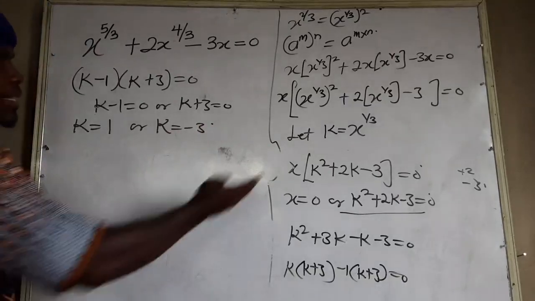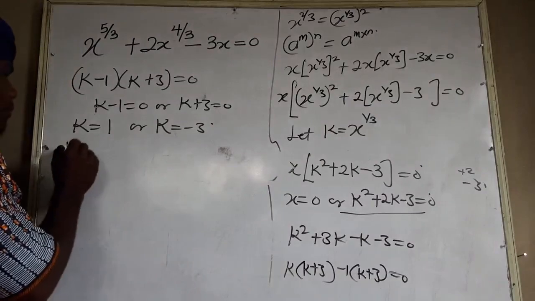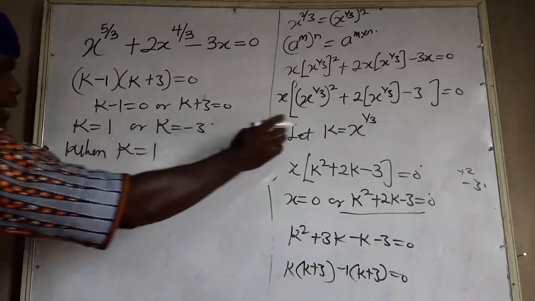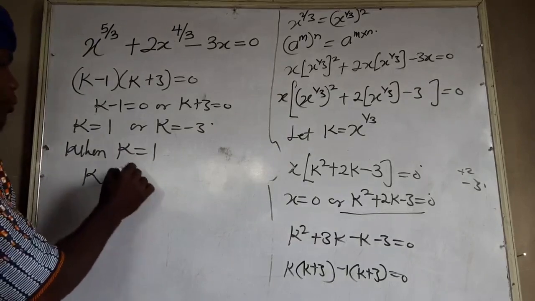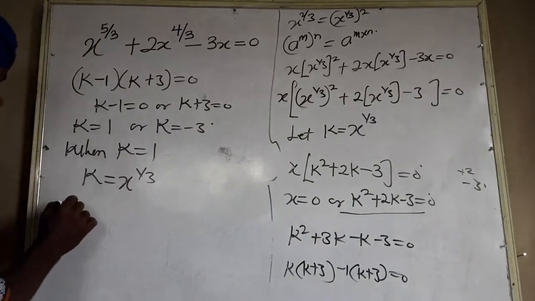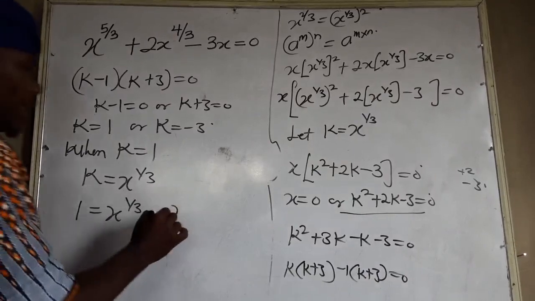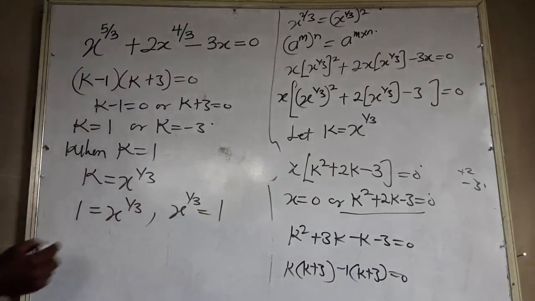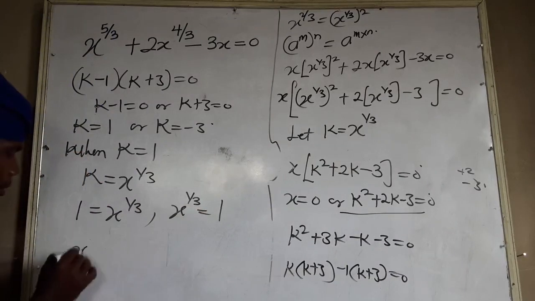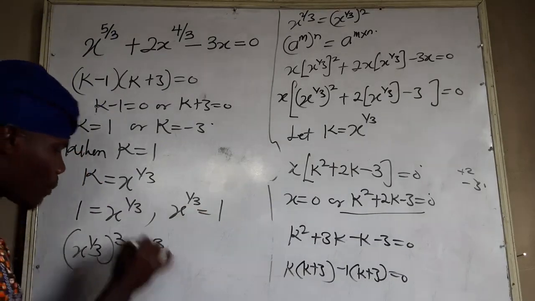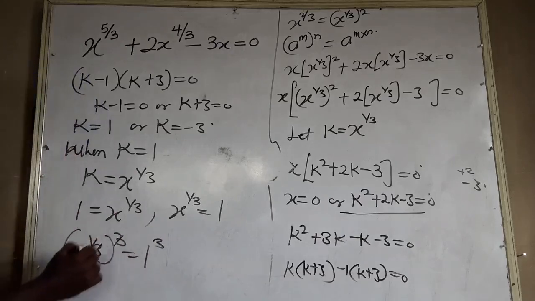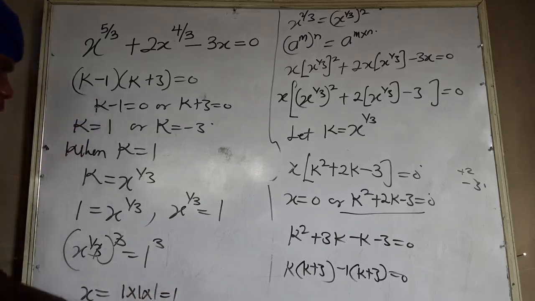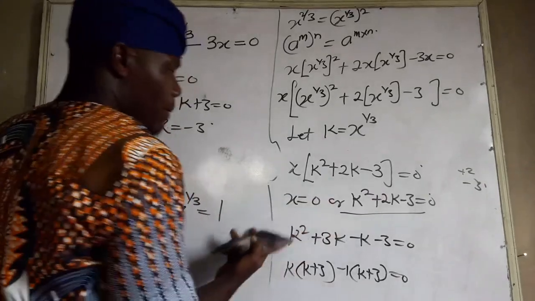But from the beginning, I said that k is equal to s to the power 1 over 3. So when k is equal to 1, we have 1 is equal to s to the power 1 over 3, and s to the power 1 over 3 is equal to 1. So for finding the value of s, let's find the cube of both sides. We have s to the power 1 over 3 all raised to the power 3 equal to 1 raised to the power 3. According to the power rules, this will cancel this. s will be 1 times 1 times 1, which is equal to 1. So that is another value of s. We got the value of s to be 0 from the beginning, that s is equal to 0.